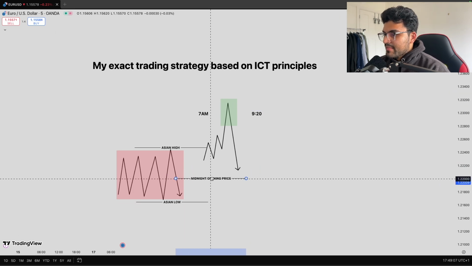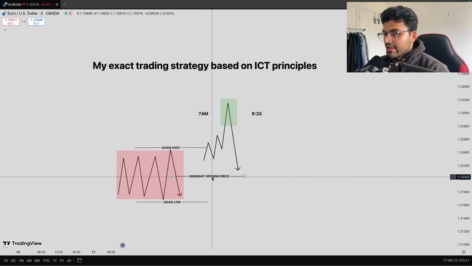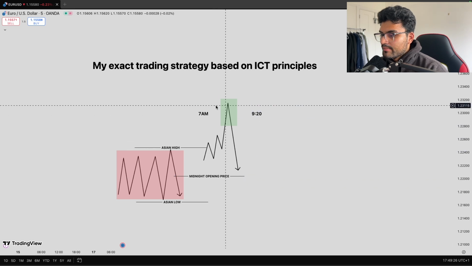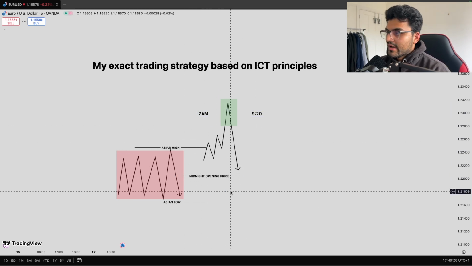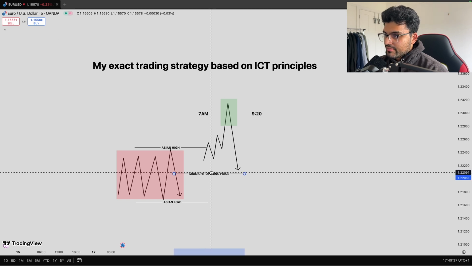Another concept is the midnight opening price. Midnight opening price is midnight New York time, which is 5 a.m. UK time. Now, the general rule of thumb for the midnight opening price is you want to be selling above this midnight opening price and you want to be buying below the midnight opening price. That's very simple. It's kind of like premium and discount, where you want to be buying in discount, selling in premium. That's just the way I use midnight opening price.